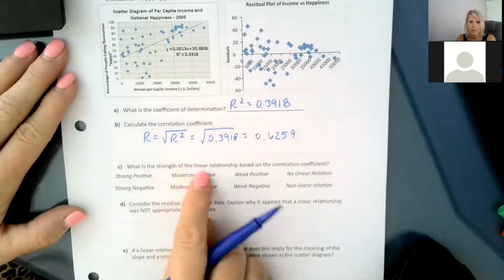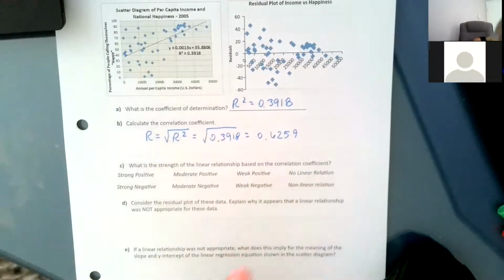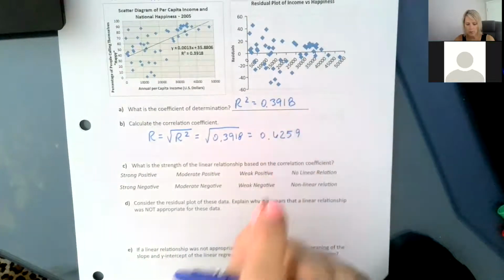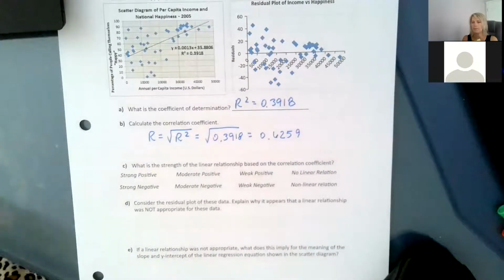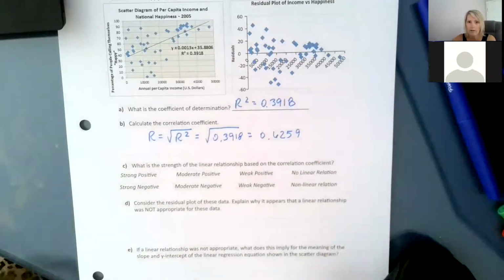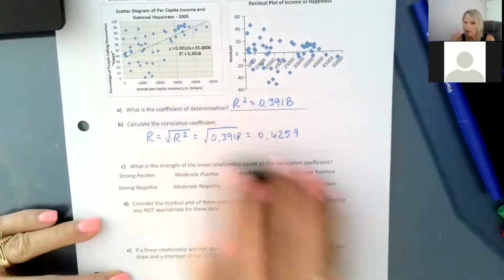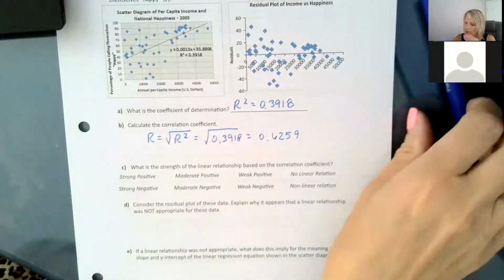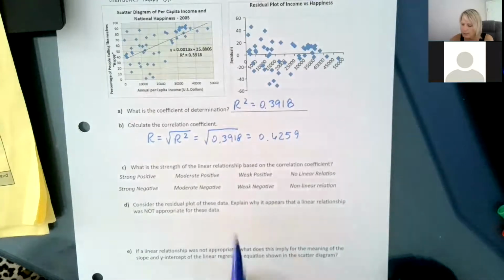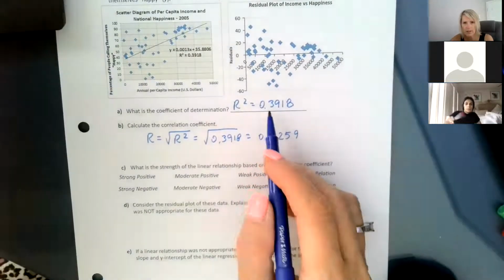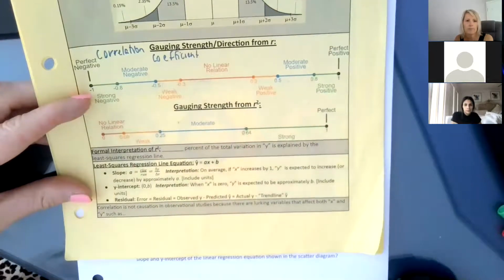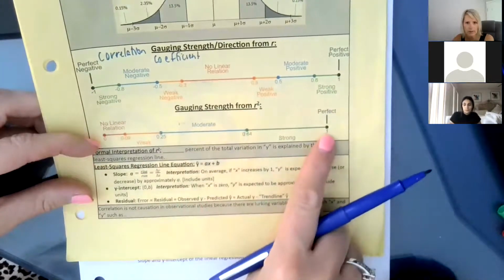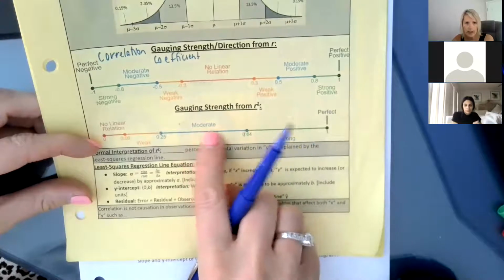What is the strength of the linear relationship based on the correlation coefficient? Got to get out my yellow packet sheet for that because I don't have it memorized. The cool thing is we can use either of these as long as we're using the right number line, and we will be able to answer those questions. If we use the coefficient of determination, the R squared, 0.3918, we're going to use the one down here that is only positive, because remember R squared is only a positive number, and 0.3918 is a moderate.